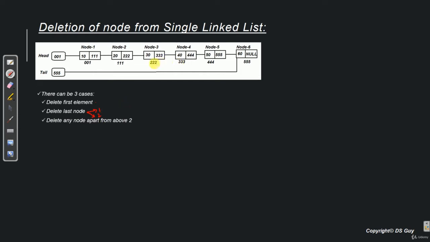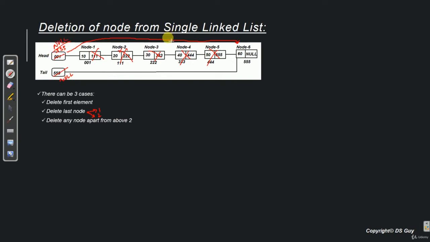So let's say that node 6 is the only node in the list and we want to delete it. So that means node 1, node 2, node 3 does not exist. It's only node 6 which exists. So in that case, head would have been pointing to node 6, which is 555. So there was a link between head and node 6. Now in this case, all that we have to do is we have to update both head and tail with null. So we insert a null over here and again we insert a null over here.